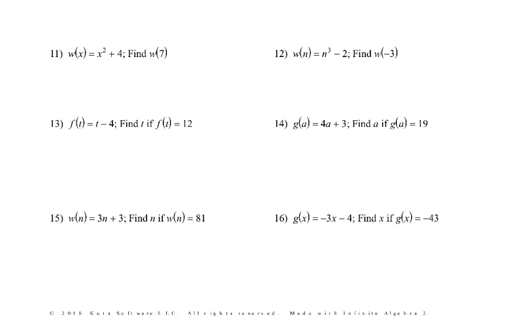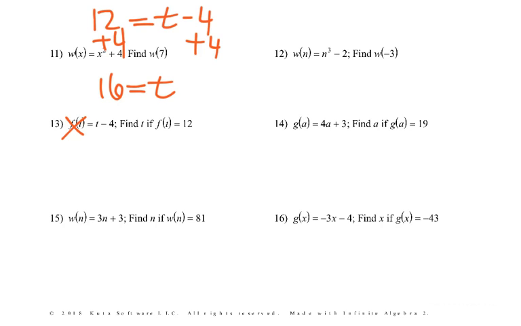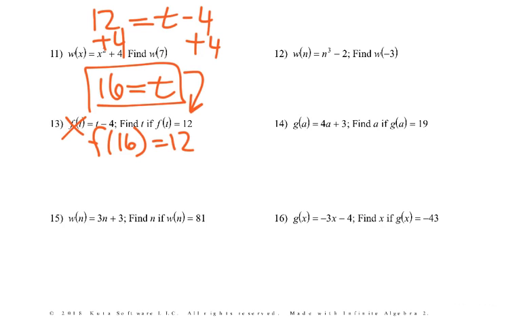So instead of f of t, I change that to 12 equals t minus 4. Then I solve for t by adding 4, and I get 16 equals t. So that tells me f of 16 equals 12, okay? Because 16 equals t, the input, when the output is 12.